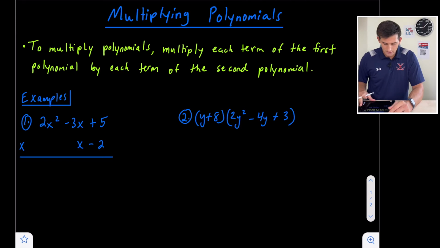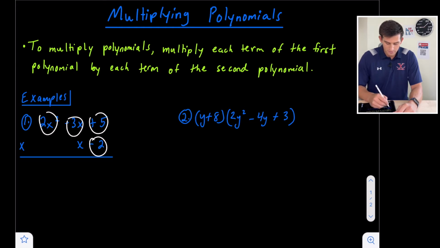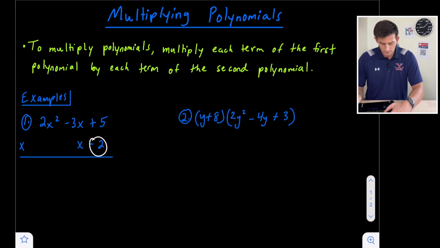So we jump right into example number one. We have 2x squared minus 3x plus 5, and we're going to multiply that by x minus 2. For number one, we're doing this more of a vertical format. So we want to take negative 2 and multiply it by all three of our terms in our first polynomial. Negative 2 times 5 would be negative 10, and I'm just going to write that right below my two constants there.